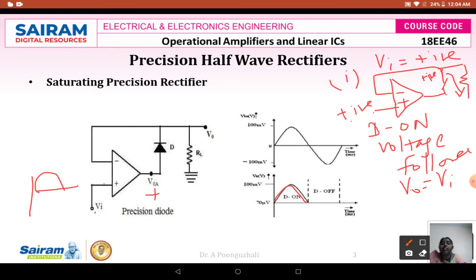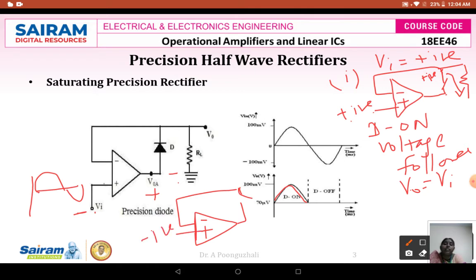Next, coming to the negative cycle. When my input is negative, the point at this is going to be negative. This negative is going to be connected to the positive of the diode. That means the diode is reverse biased, and when the diode is reverse biased, it is going to act like an open switch. So my circuit is going to look like this. Here this is minus, this is plus, and here I am going to have an open switch. So open switch means this is a negative voltage there.